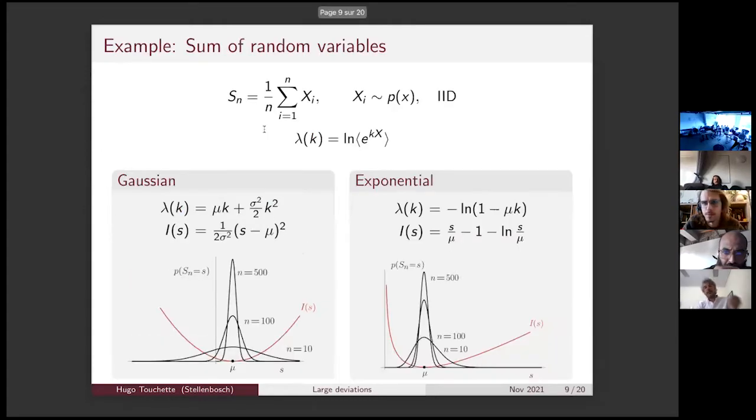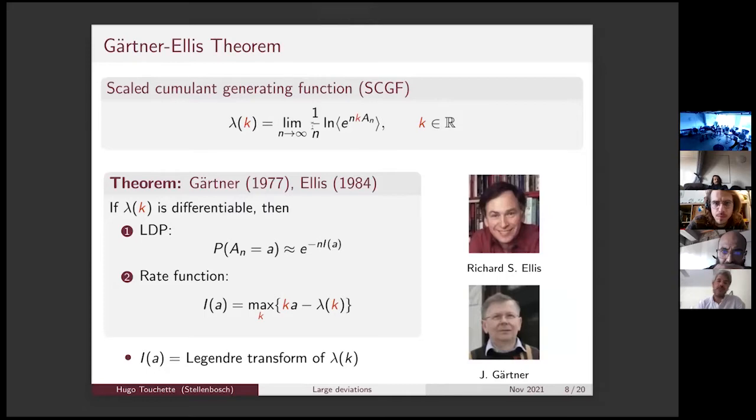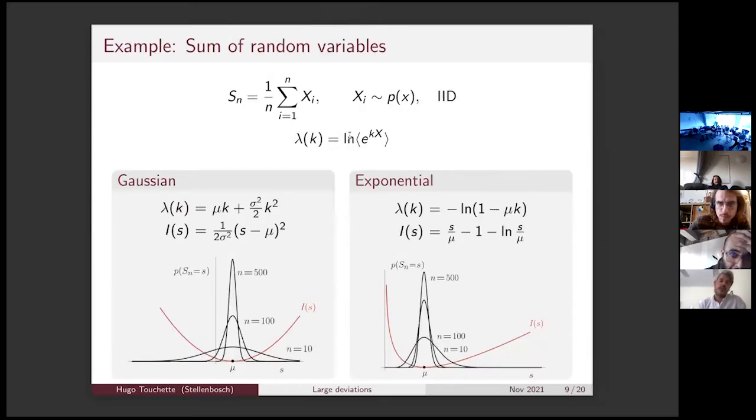Now, in the case where you're dealing with a sample mean of independent random variables, what's interesting is that you get Cramer's results. If you start with Gartner-Ellis and then take the problem that Cramer was looking at, a sample mean of independent and identically distributed random variables, then that scaled generating function is really just a cumulant, because you have a sum of independent random variables. So the expectation factorizes with the log. You have a sum of cumulants and they're all the same. So the limit disappears. The lambda(k) really is just the cumulant as defined by Cramer.